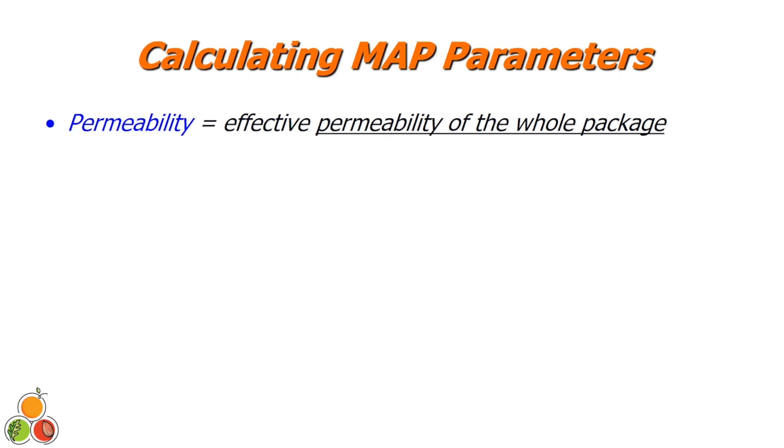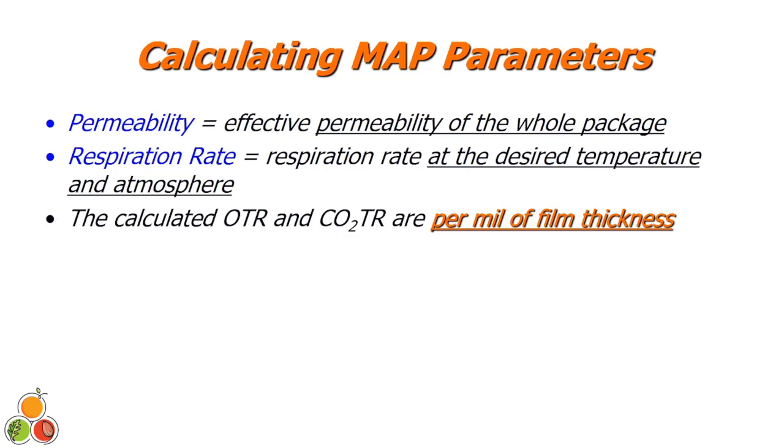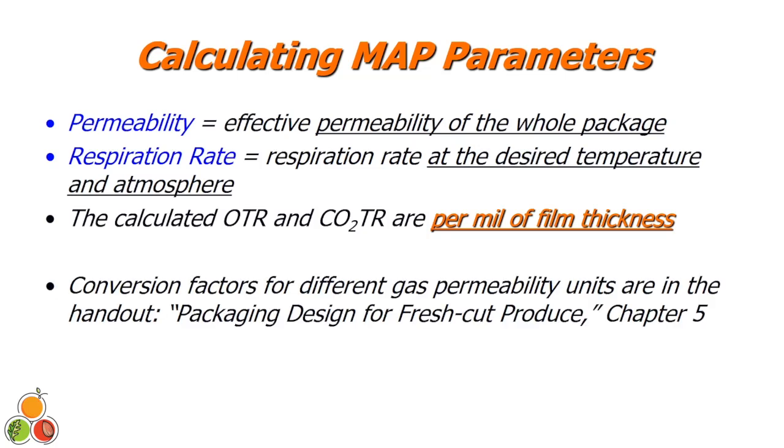The permeability, or the oxygen transmission rate, is going to be the permeability of the whole package in that equation. And the respiration rate is the respiration rate of the product at the desired temperature and atmosphere. You can find a lot of published respiration rates, but they're usually always in air. And at the optimum modified atmosphere, they're going to be lower than that. So you actually have to know what that respiration rate is. You have to realize that the calculated OTR and CO2 TR are per mil of film thickness. So if you change the thickness, it's going to have a direct effect on the gas transmission rate.